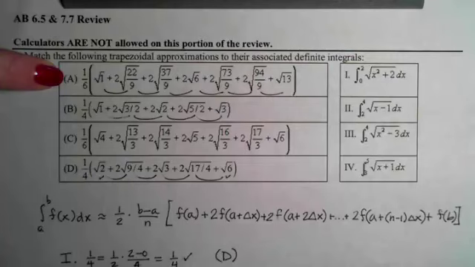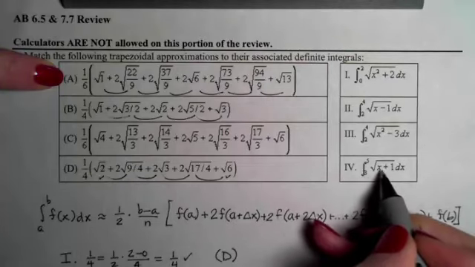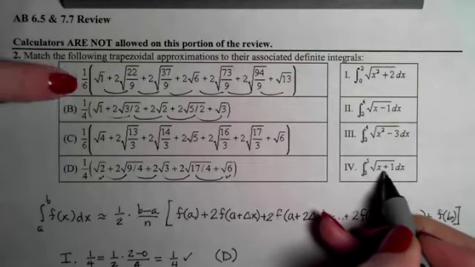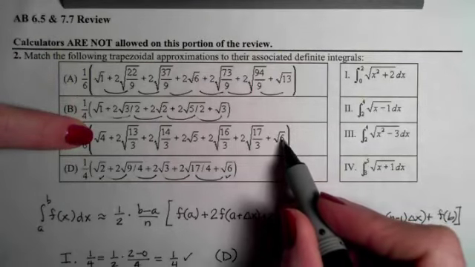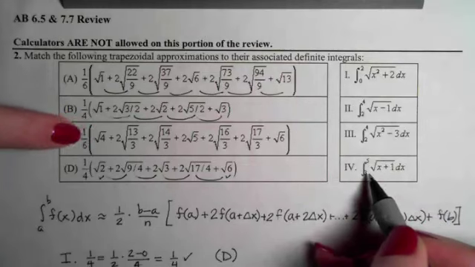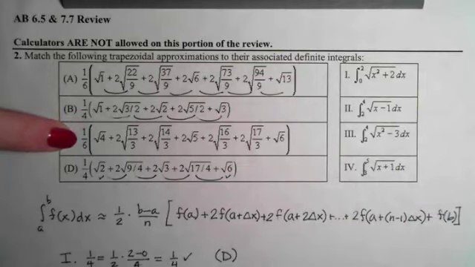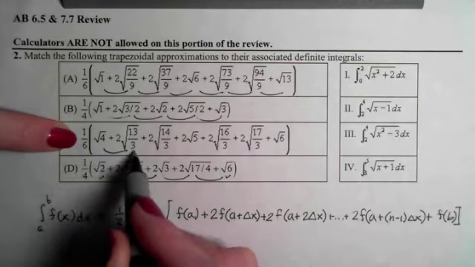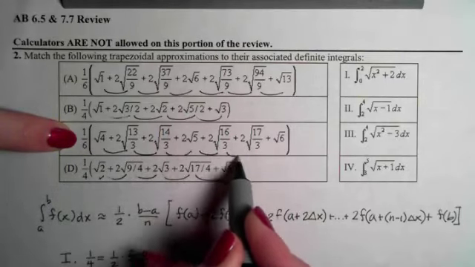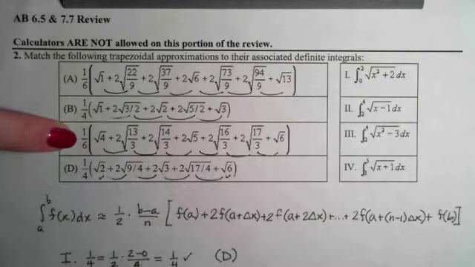Last but not least, let's look at 4. If I plug 3 in, I get a root 4. There's my root 4. If I plug a 5 in, I get a root 6. There's my root 6. Then if I double check the number in front, 1/6 needs to be 1/2 the b minus the a over the number of subintervals, or the number of trapezoids. So 1, 2, 3, 4, 5, 6. I end up with 1/6. So C is the one that matches with 4.